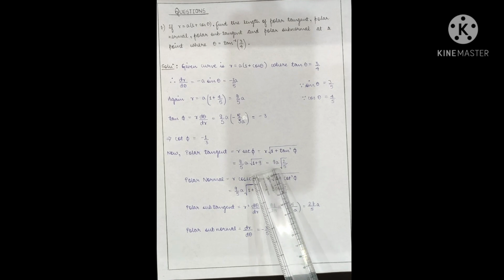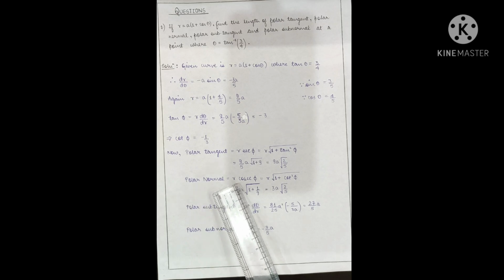Now for calculating the polar tangent, we use the formula r sec phi. We can also write it as r into under root of 1 plus tan square phi. We will put these values here and the value of polar tangent will come as 9a into under root of 2 by 5. Now for calculating polar normal, we use the formula r cosec phi. So we can write it as r into under root of 1 plus cot square phi. We'll put those values here and the value of polar normal will come as 3a into under root of 2 by 5.